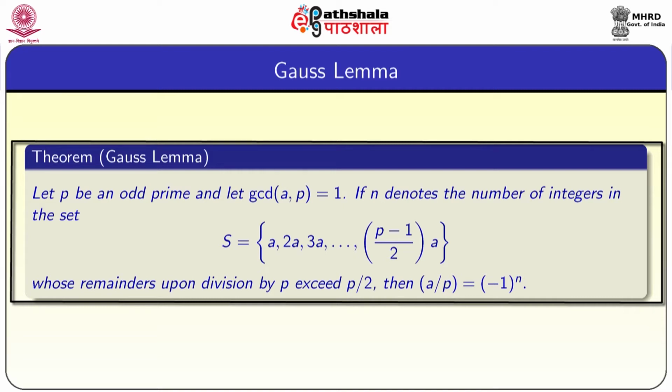So, we will repeat. This says that let P be an odd prime and GCD of A comma P equal to 1. If n denotes the number of integers in the set S, A, 2A and so on up to (P minus 1) by 2 into A, and afterwards we divide all these numbers by P and take the remainders. If n represents the number of numbers in S whose remainders are greater than P by 2, then A by P is exactly equal to minus 1 whole power n. So, it is a nice criterion to know whether a given A is a quadratic residue modulo a prime or not.